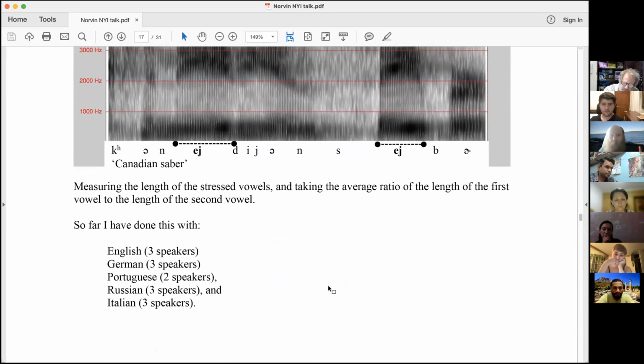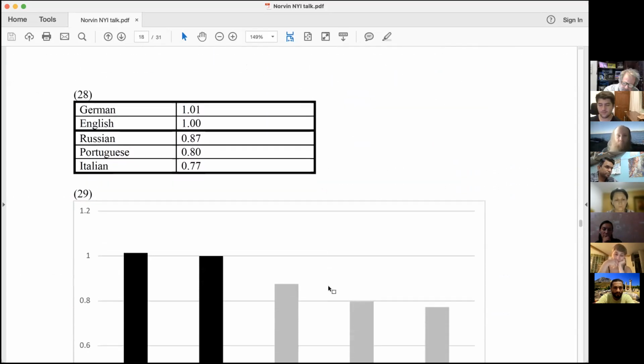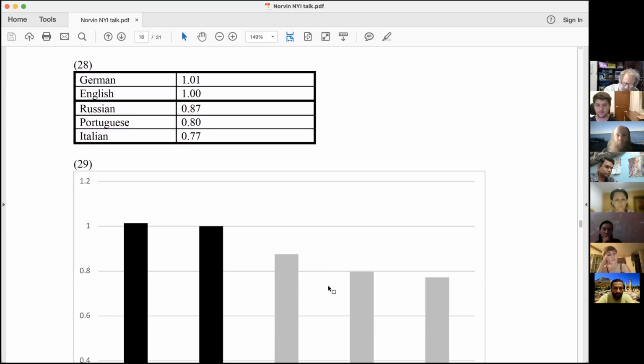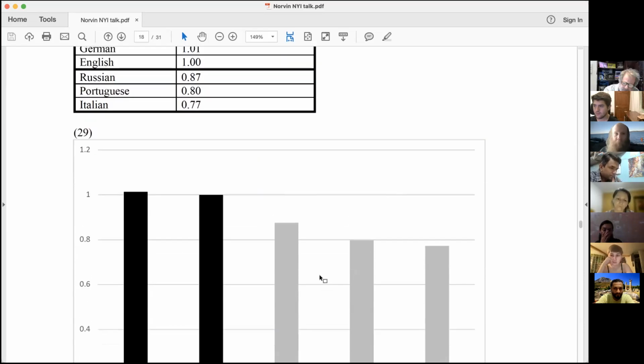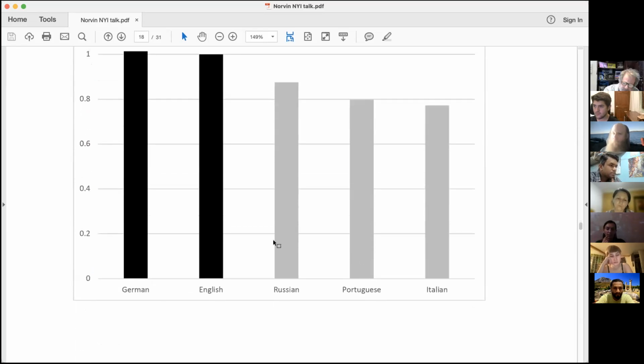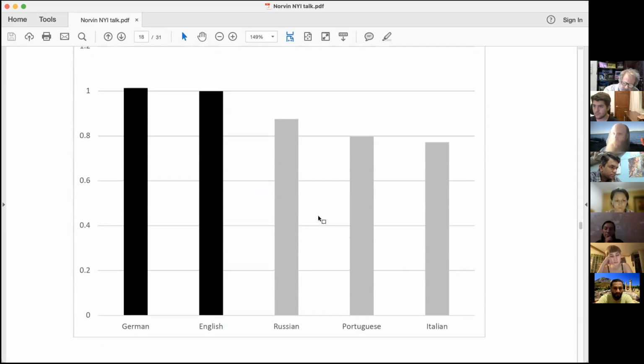So far, I've only done this with these 5 languages: English, German, Portuguese, Russian, and Italian. And again, there is a basic split between German and English, in which those vowels are roughly the same length. So the first vowel and the second vowel are about the same on the one hand, and Russian, Portuguese, and Italian on the other, in which you can see the ratio is around 0.8, 0.9. Yeah, so it's less than 1. That's what we're seeing here in this graph. So those are languages in which the second vowel is longer than the first vowel.